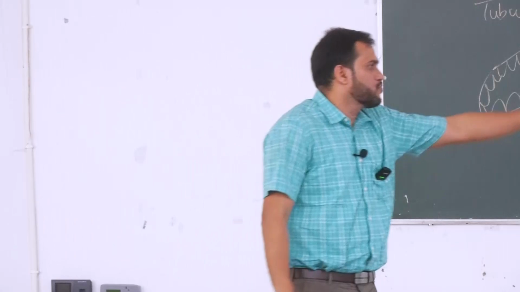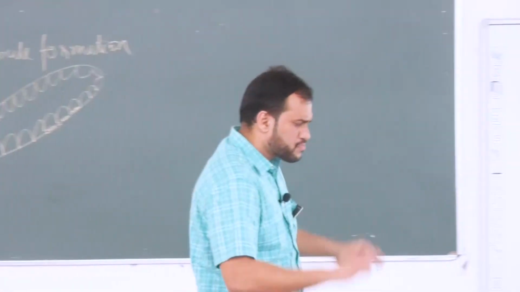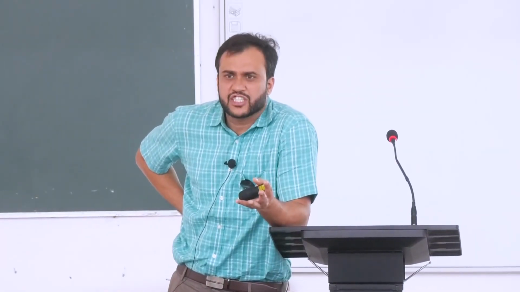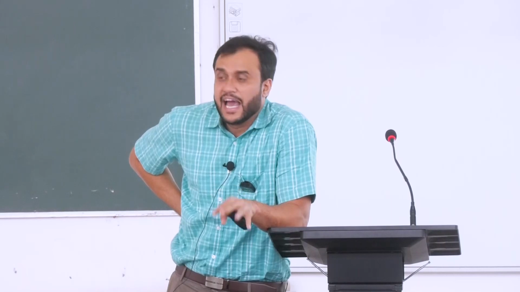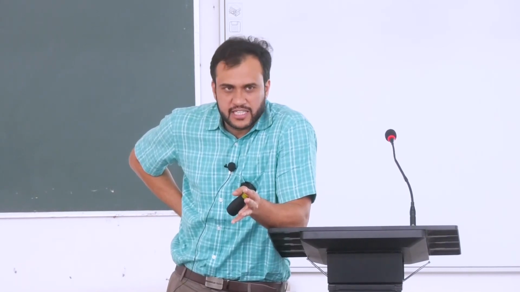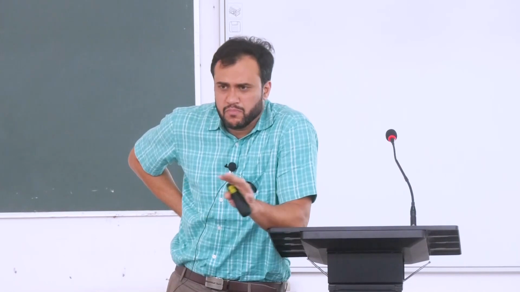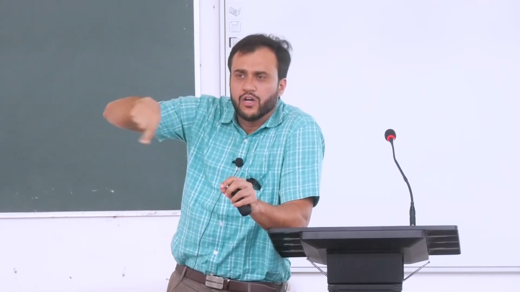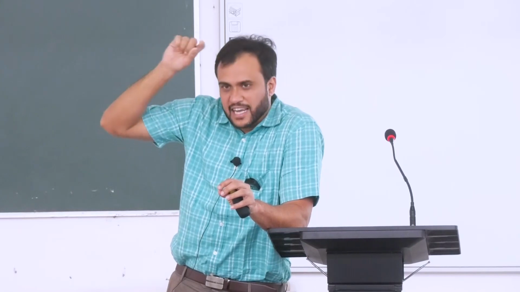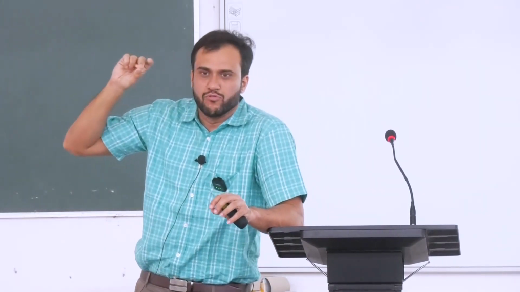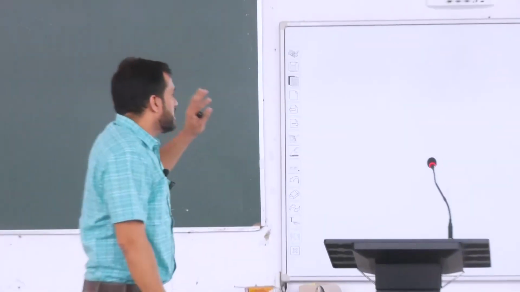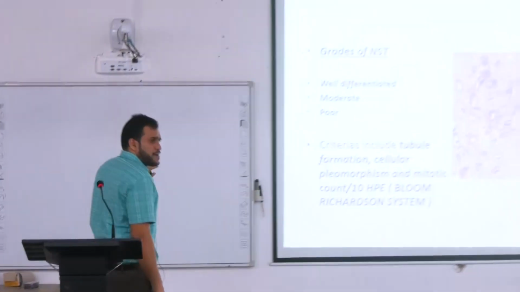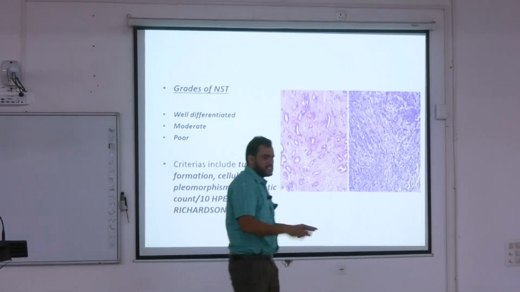And other than tubule formation, we take into account two more things. That is cellular pleomorphism. Obviously, in the tumors with better differentiation, the cellular pleomorphism will be less as compared to the ones which are poorly differentiated. There will be maximum cellular pleomorphism in poorly differentiated tumor, and in between well and poorly differentiated will be the moderately differentiated one. And the last one we take into account is mitotic count. More than 10 mitosis per 10 high power field, or mitotic count as in 10 high power field.